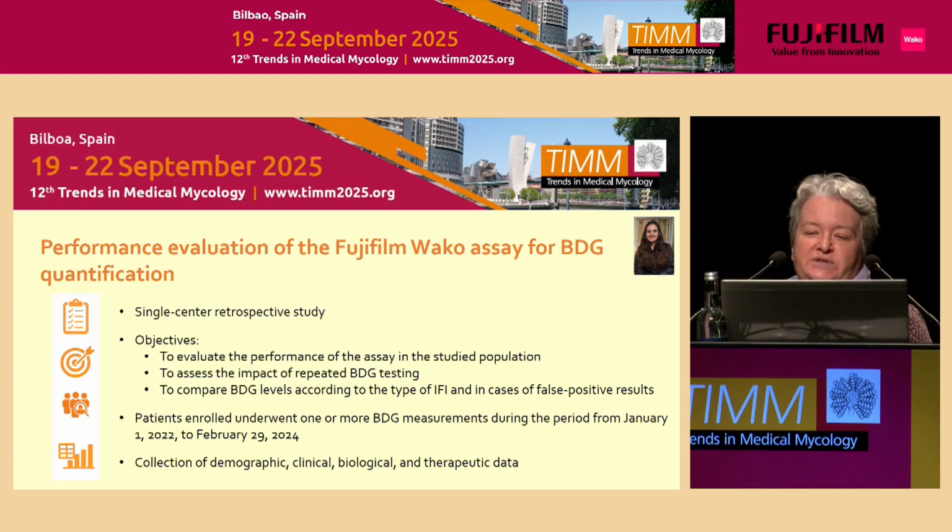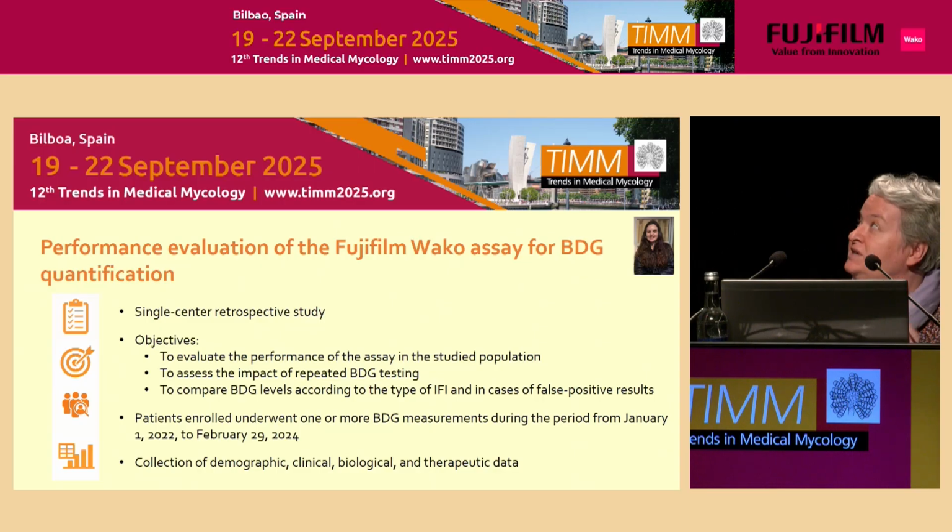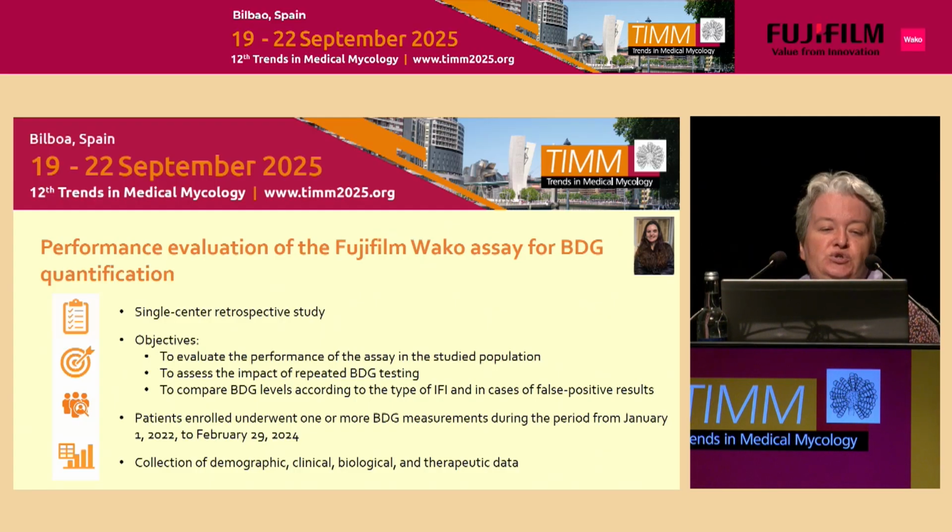As part of a thesis of one of our residents, Barbara in the picture, we conducted a study within our patient population to evaluate the performance of the Fujifilm Wako test for measuring BDG level. This is a single center retrospective study.